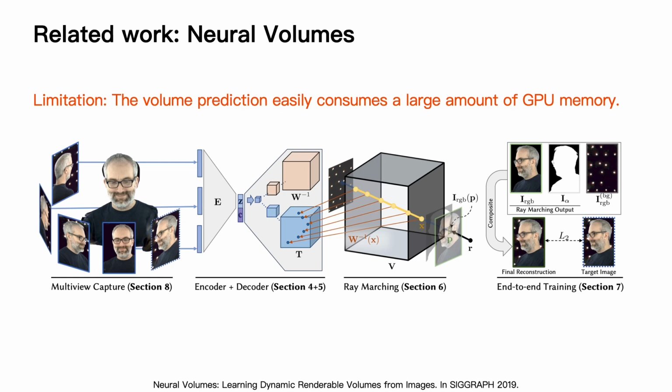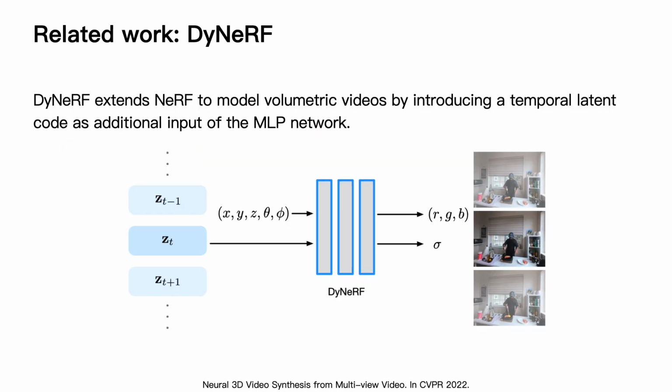to synthesize high-resolution images. NeRF instead represent 3D scenes with MLP networks regressing density and color for any 3D point, thereby enabling it to synthesize high-resolution images. DynNeRF extends NeRF to model volumetric videos by introducing a temporal latent code as additional input of the MLP network.